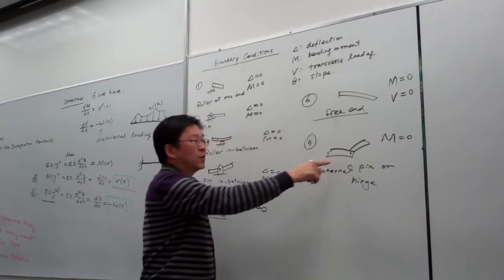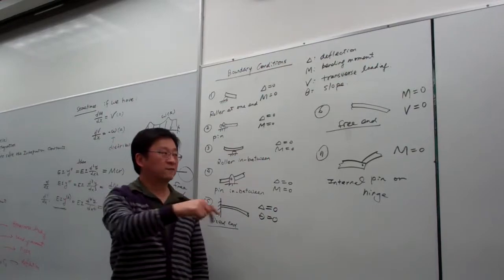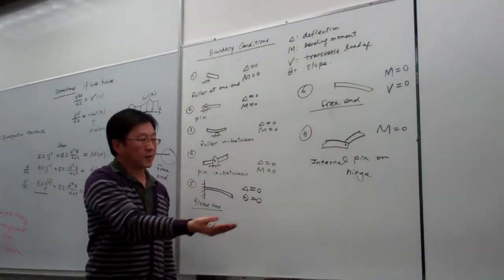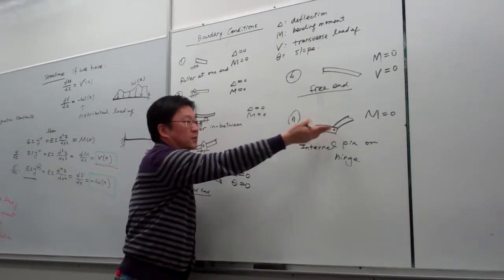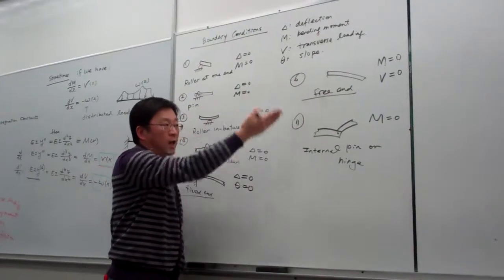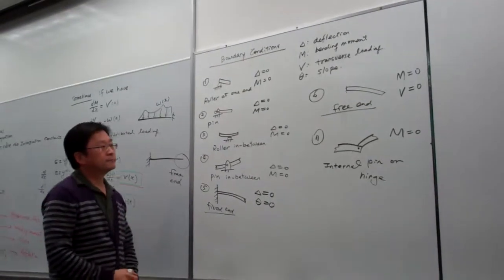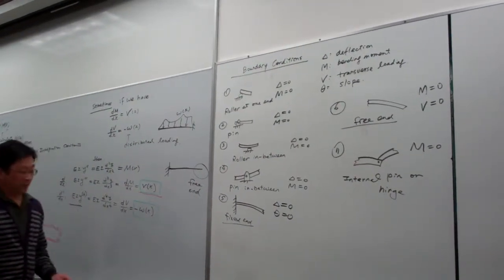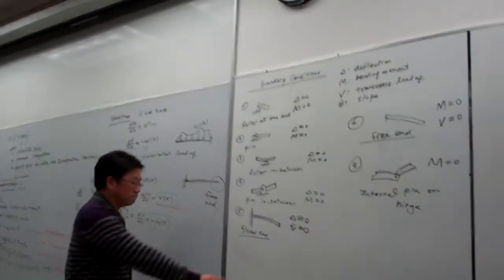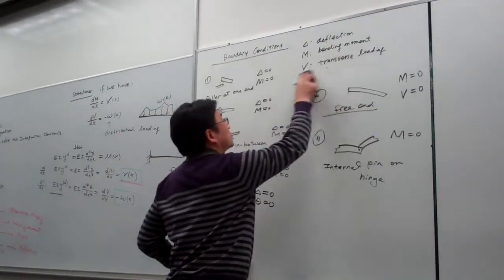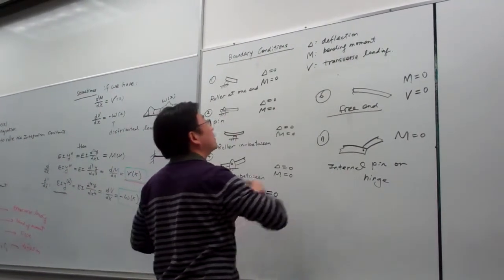And because this pin is freestanding and not fixed against the ground, the pin might be floating up and down. So here we only impose M equal to 0. From here you can see, let me change this one to the top here.